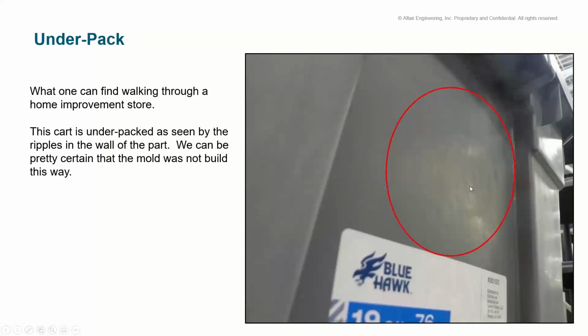I mean, if you look at it, you can see kind of dark light, dark light. When I looked at the part itself, it's so obvious looking at a real part. It's just rippled on the face of the tool. Nobody would build the tool like that. That was an effect of not packing it enough.